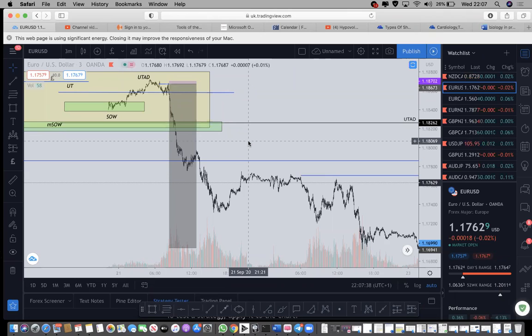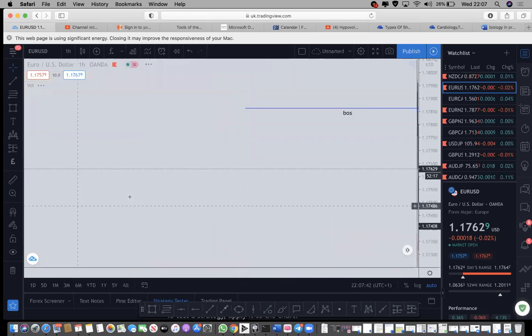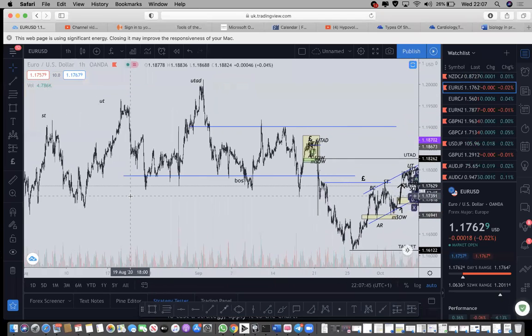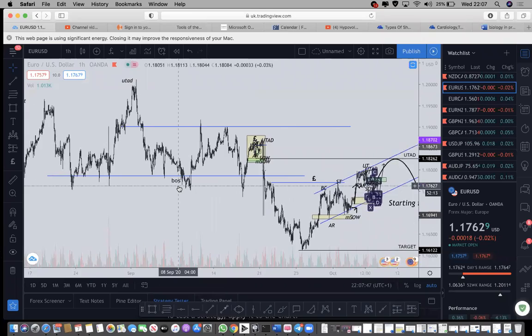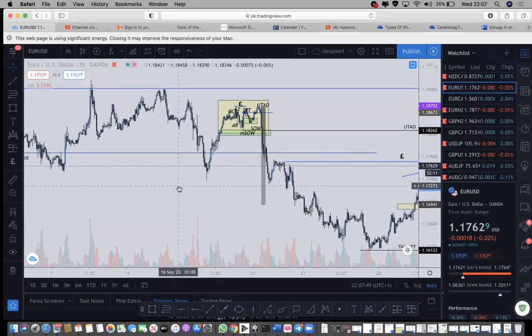So how do you know where to place your TP? How do I know where to place my TP? Where did the Wyckoff begin from? Where did price even come from?